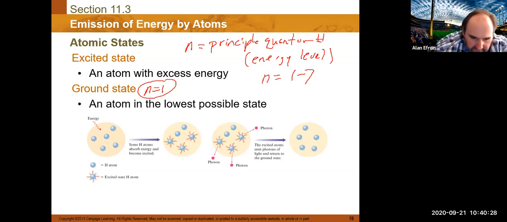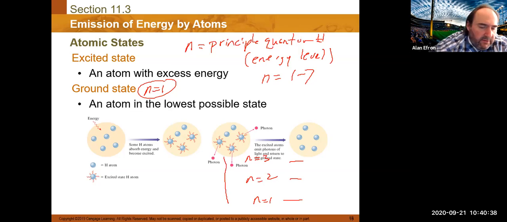Usually we visualize it with n equals 1 on the bottom, then n equals 2, n equals 3, and so forth. As we keep going upwards, we're increasing the energy. Electrons are getting further away from the nucleus because they're higher in energy. Also, they're not going to be held as tightly as they move further away from the nucleus.